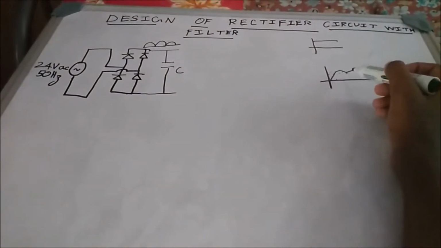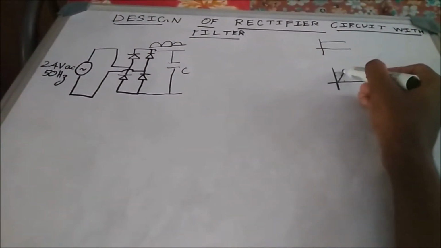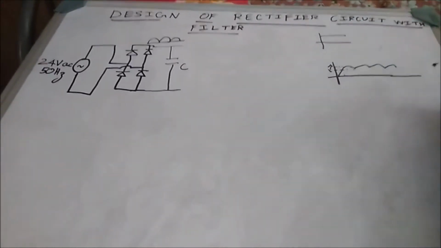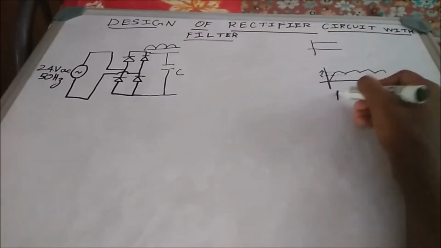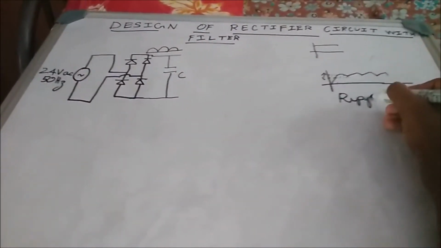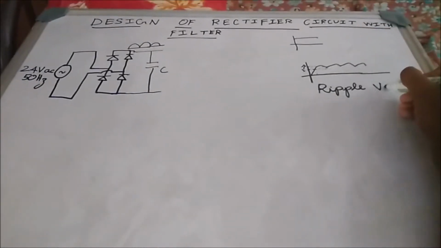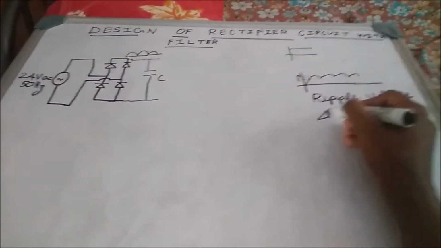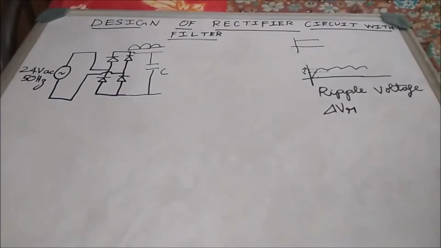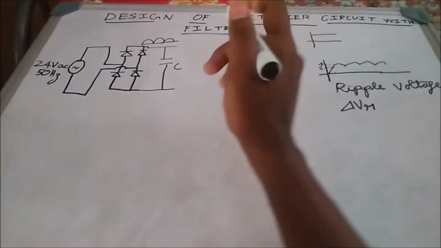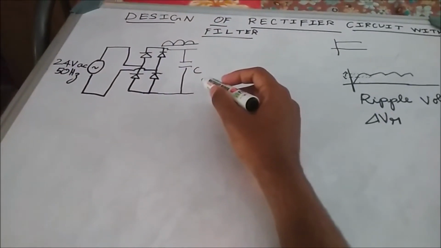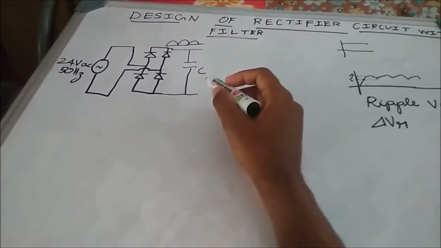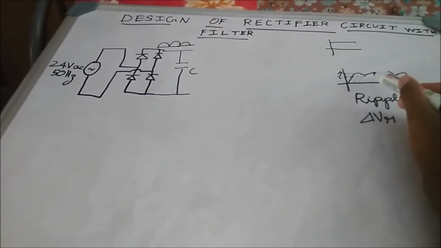Ripple voltage is nothing but the variation between this point and this point. The difference between these two is called the ripple voltage, and it is represented as delta VR. So you must choose the capacitor in such a way that you get very least ripple voltage.